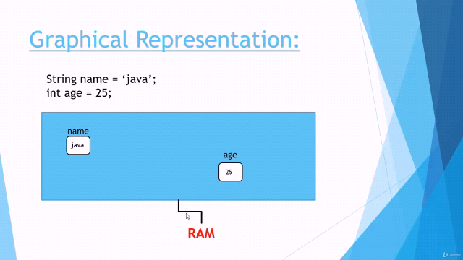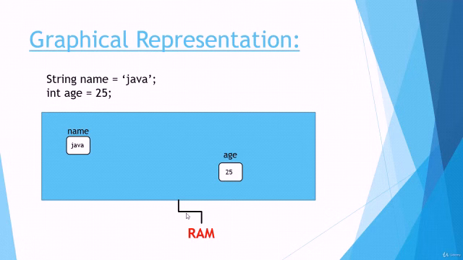Look at the first line: string name equals to Java and then a semicolon. Now string is the data type of the variable, that is, which type of data we are going to store in our variable. Then I have typed the name. Now name is the name of the variable. You can type anything here, and then Java is the value that is going to be stored in the name variable.